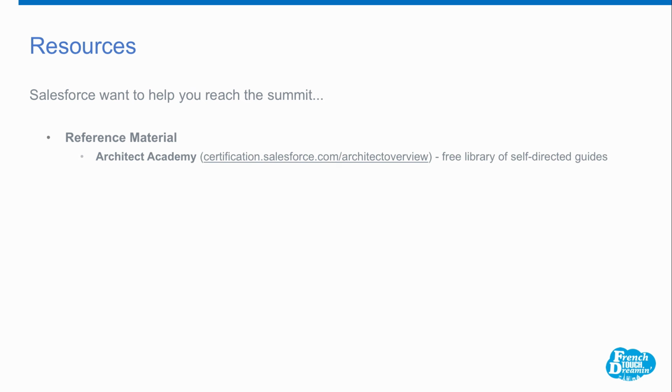Okay, so let's finish off with some resources that Salesforce provide us with, because they do want to help us reach the summit here. Firstly, a set of reference material, and probably the key one that will help you is what used to be called the Architect Academy. It's now moved on to the Salesforce certification site, so you can get it at the URL here. But this is a free library of self-directed resource guides for each exam. Now these give you some links to some really useful guides, videos, webinars and Trailhead modules. And talking of which, of course, there's a number of Trailhead badges that relate to the kind of topics that you'll see across all of these exams.